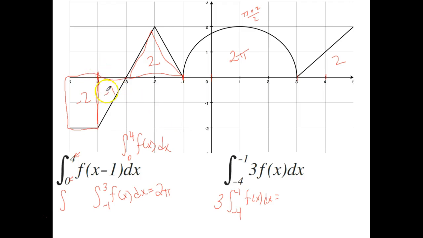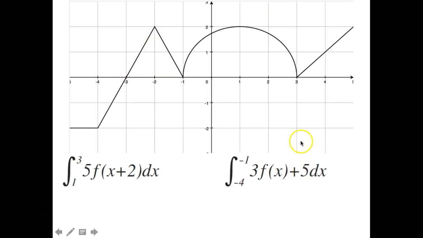That would be -1 plus 2. So that's going to give us this entire thing right here. This whole thing is an area of 1, and we can just multiply it by 3, so 3 times 1 is 3. And that's going to be the answer to this integral right here.